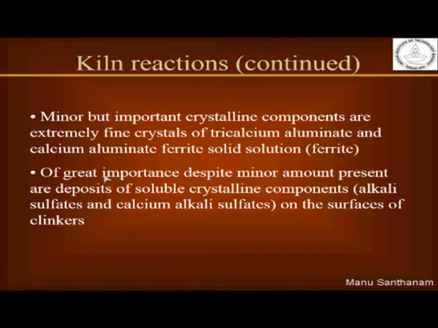Now, what we also have to understand is, apart from these major compounds, there are also some minor amounts of soluble crystalline components, primarily alkali sulfates and calcium alkali sulfates. These are usually present on the surface of the grains of the clinker particles like C3S and C2S. Now, these impurities, which are alkali sulfates, interestingly give very useful properties to the behavior of your tricalcium silicate and dicalcium silicate.